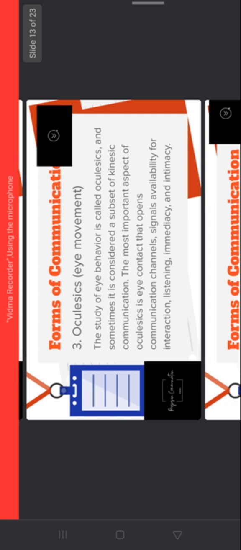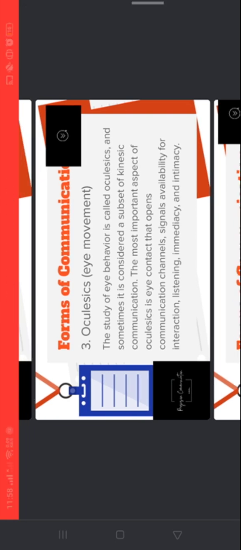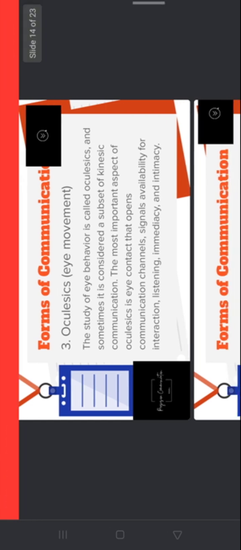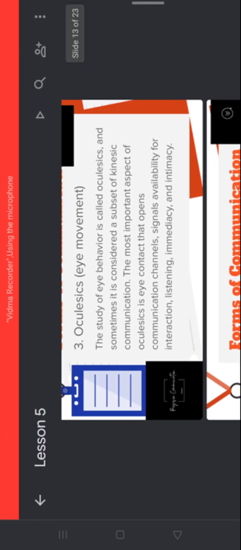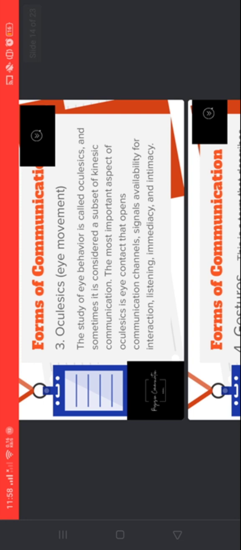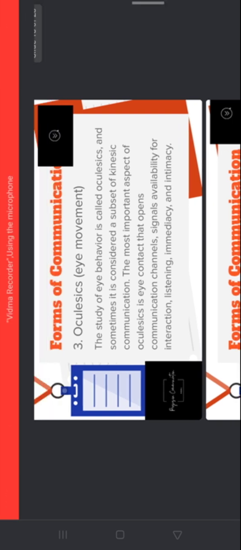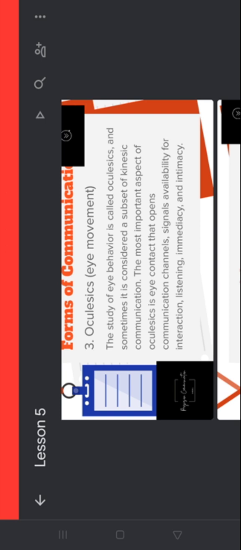If we say oculesics, this is the study of eye behavior. Sometimes it is considered as a subset of kinesthetic communication. The most important aspect of oculesics is eye contact that opens communication channels, signals availability of interaction, listening, immediacy, and intimacy. All of those movements of your eyes or the eyes of your communication partner should be under oculesics, okay?